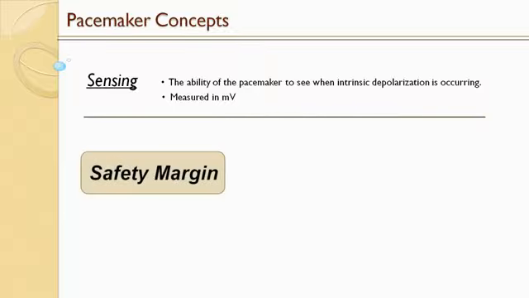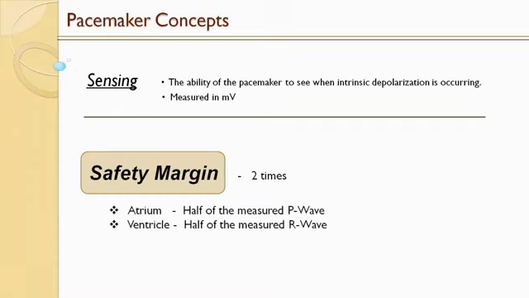Safety margin. Just like thresholds, we want to have a safety margin when it comes to sensing as well. The accepted industry standard is a 2x safety margin when it comes to sensing. What this means is we want to program a sensitivity setting of half of what our measured P wave and R wave are. So in the atrium, we want to program half of the measured P wave, and in the ventricle, half of the measured R wave.